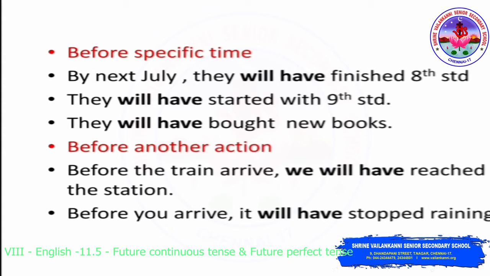Before a specific time, the same thing is followed in future perfect tense. Just a reminder: by next July, they will have finished 8th standard. They will have started with 9th standard. They will have bought new books. Before another action. What is the other action here? Before the train arrives, we will have reached the station. Before you arrive, it will have stopped raining. It will have stopped raining before another action, which is before you arrive, before the train arrives. Before a specific time. So what is the specific time here? Next July is the specific time here.